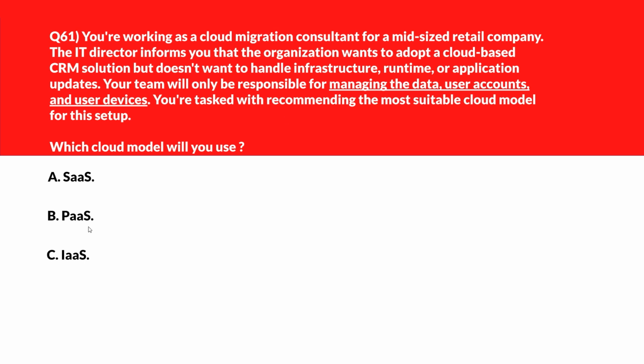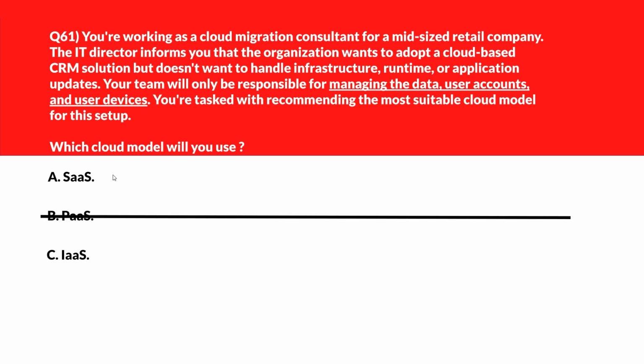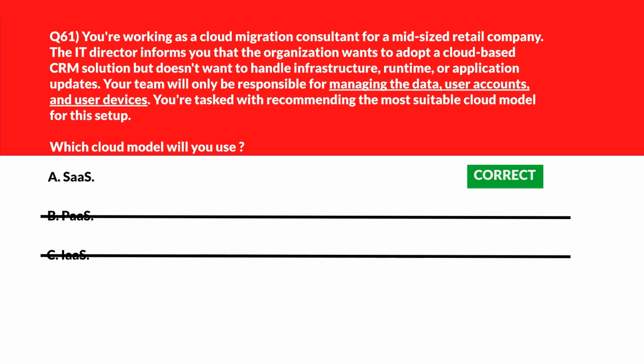Option B says PaaS. PaaS requires management of application logic and data. This is not suitable when platform oversight is undesired. Incorrect. We'll move to option C. C says infrastructure as a service, that is IaaS. IaaS demands full control over infrastructure components, which exceeds the stated management scope. Therefore, wrong answer. The lock option is SaaS as the correct choice.